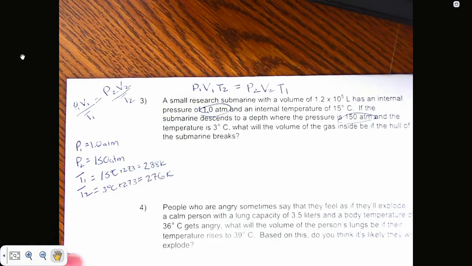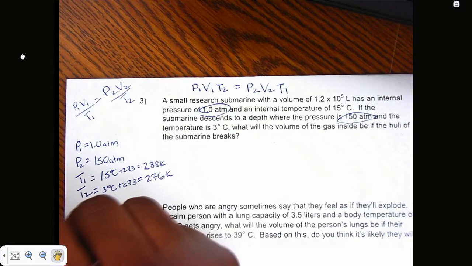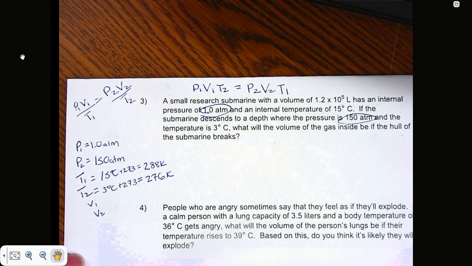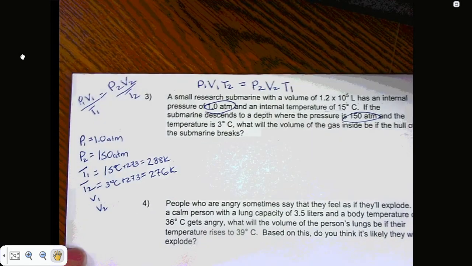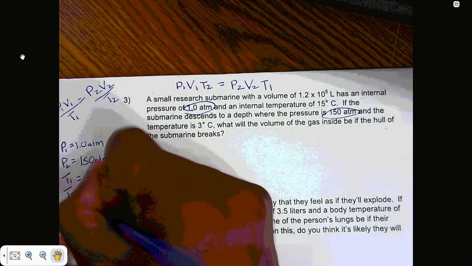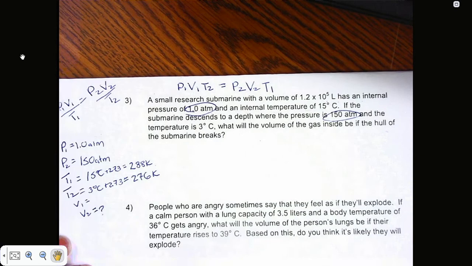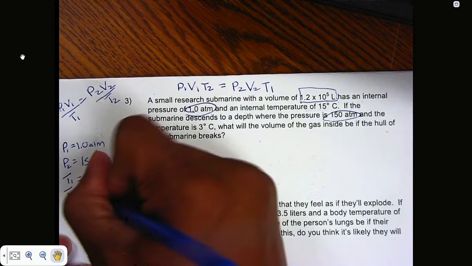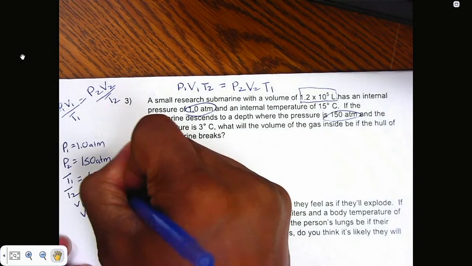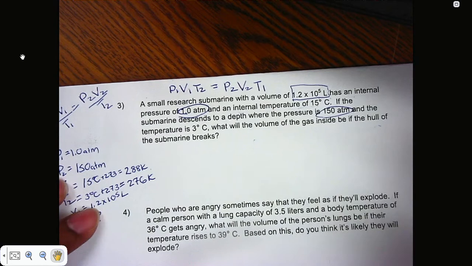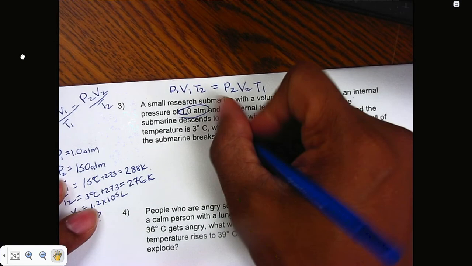and 276 K, which is Kelvin. Alright, we have our V1 and V2 next, and one of these V's we're trying to determine. I'm going to assume in this case that we are solving for V2. So we'll put a question mark at V2, and V1 is represented by the 1.2 times 10 to the 5 liters. And we'll put that here. Alright, now I'm just going to plug away and try solving the problem using algebra and multiplication. So let's go ahead and proceed.